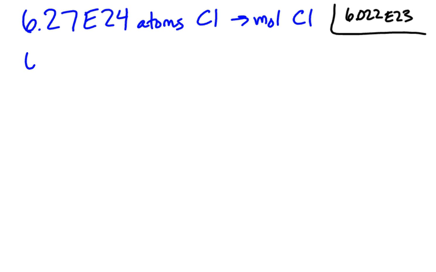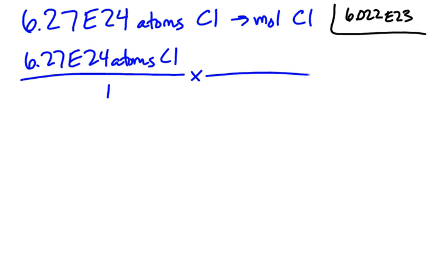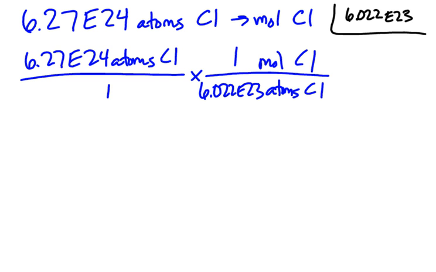So let's get going. 6.27 times 10 to the 24 atoms of chlorine over 1. And I want to get to moles. Well, it means I need atoms of chlorine on bottom, and moles of chlorine on top. For every 1 mole of chlorine, there is 6.022 times 10 to the 23 atoms of chlorine. The reason I know that is because 1 mole of anything is 6.022 times 10 to the 23rd. Could be chlorine, could be water molecules, could be donuts, which is a lot of donuts, but still, it doesn't change the definition of what a mole is.